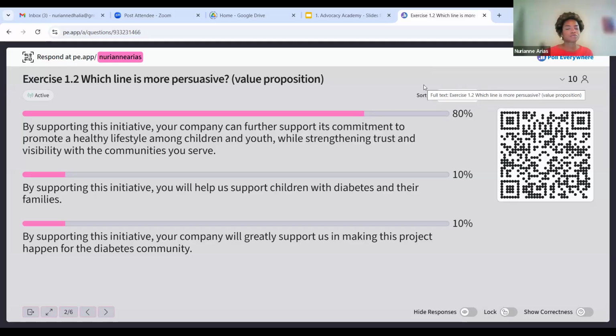Thank you, Enoch. Indeed, if you want to convince the organization, you must mention at least one argument or concrete example on why. The second one mentions supporting children with diabetes and their families, but that's general information. You're repeating yourself. The third one, by supporting this initiative, you'll greatly support us in a project for the diabetes community, is the same in different words. But the first option mentions keywords: support, commitment to promote a healthy lifestyle, the target group, children and youth, while strengthening trust and visibility, the values of trust and visibility, to serve your community. Those are maybe two arguments or concrete examples already.